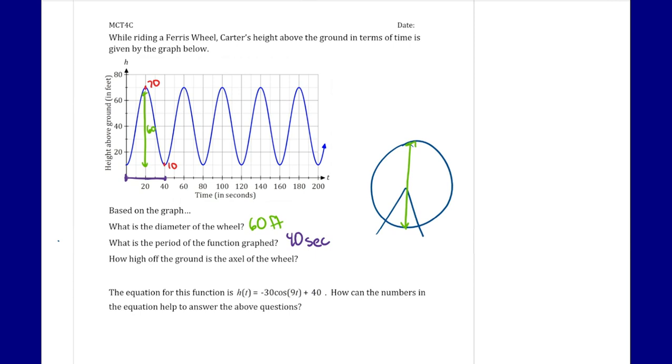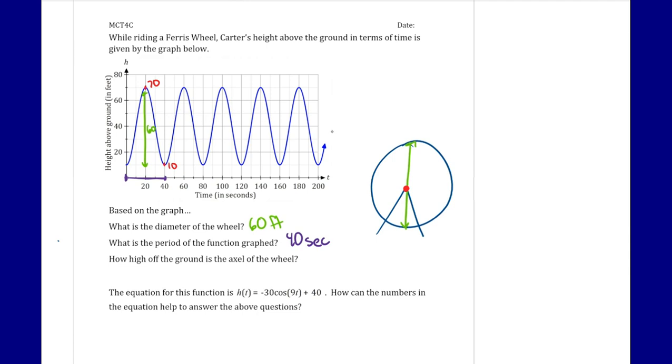And the final part is, how high off the ground is the axle of the wheel? The axle of the wheel is where it joins right here. So how high off the ground is that? Well, the axle is going to be in the middle of our wheel, so we want to find our midline. What's the midline of our wheel?